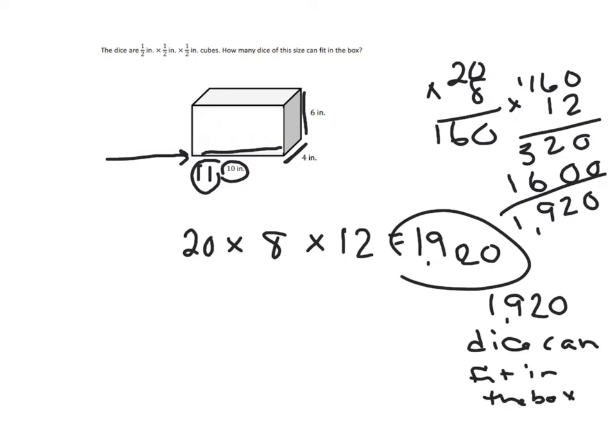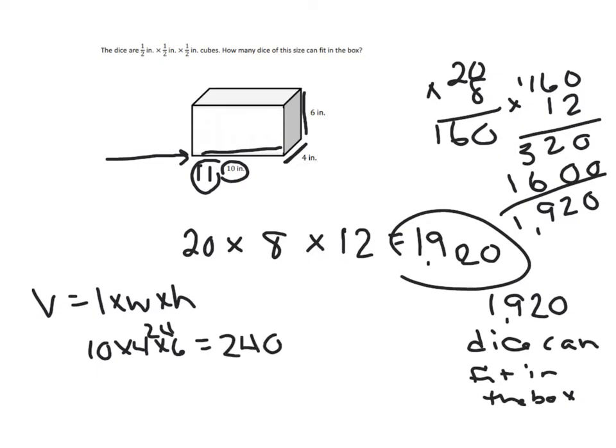So some of you might be saying, well, what does that have to do with the volume? So we know that the volume equals the length times the width times the height, which in this case would be 10 times 4 times 6. Let's do 4 times 6 is 24, and 24 times 10 is 240. So the volume of this figure is 240 cubic inches.